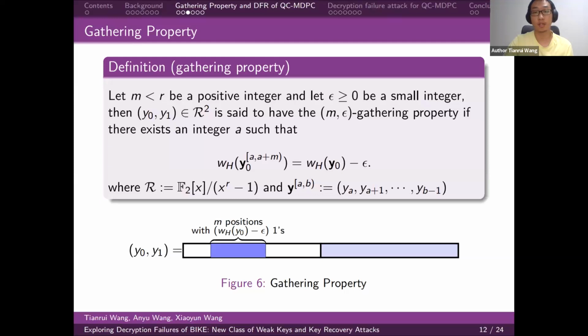Following the principal explanation, we give the detailed definition of the guiding property. We say a vector has the (m, epsilon) guiding property if all ones but epsilon fall into some m consecutive positions. We do not require them to fall in the first m positions.